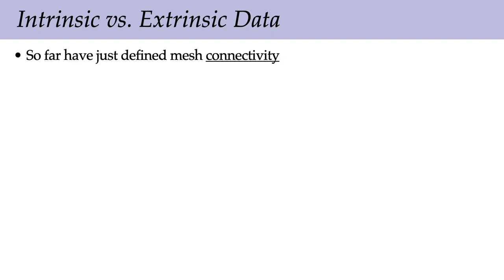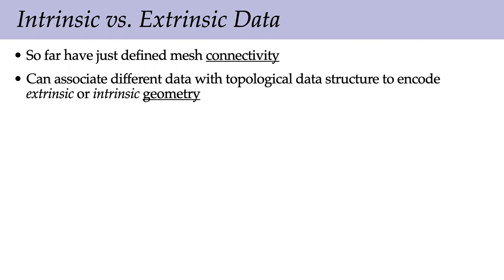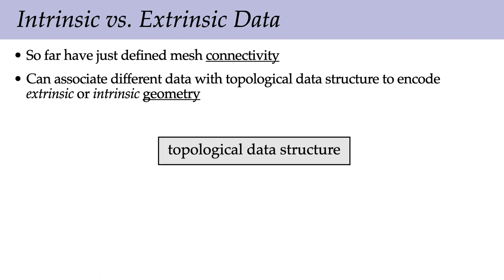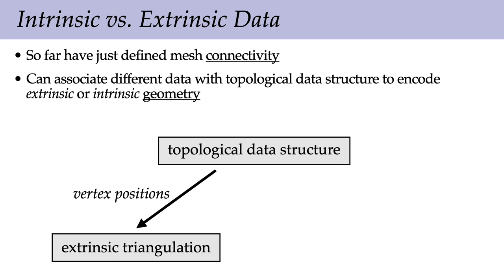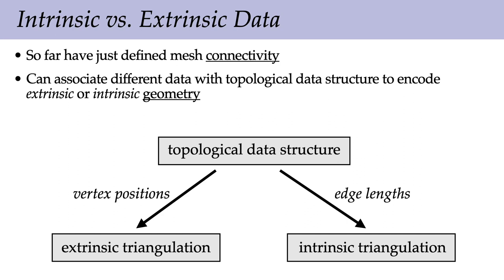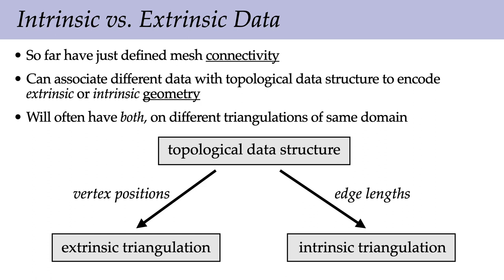So far we've just defined the mesh connectivity, but we can also associate some different data with our topological data structure to encode either extrinsic or intrinsic geometry, right? So I could store positions, coordinates for each vertex. That would give me a standard extrinsic triangulation, or I could store edge lengths with my topological mesh, and that would give me an intrinsic triangulation. And in fact, we're often going to have both on different triangulations of the same domain.